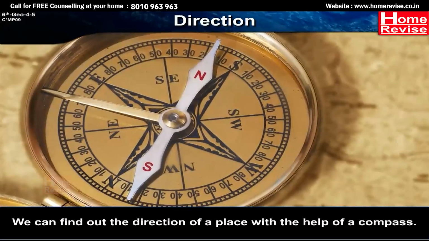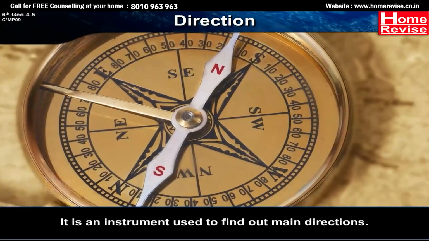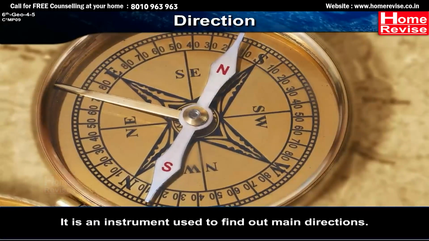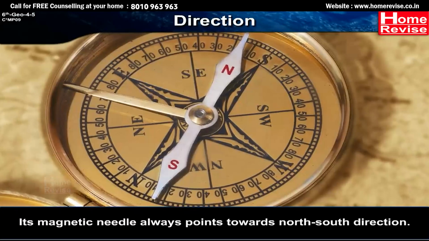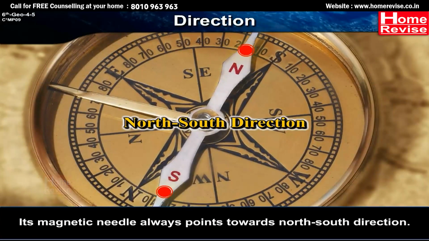We can find out the direction of a place with the help of a compass. It is an instrument used to find out main directions. Its magnetic needle always points towards the north-south direction.